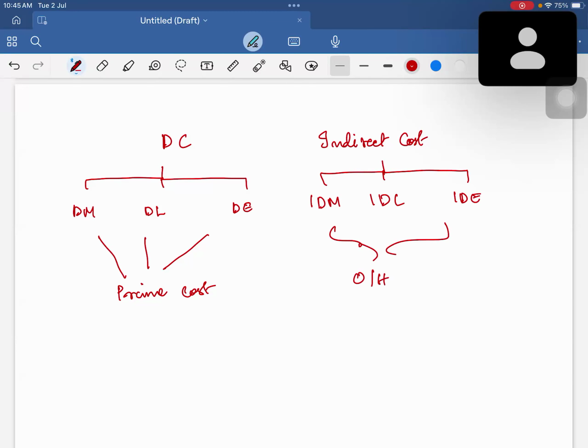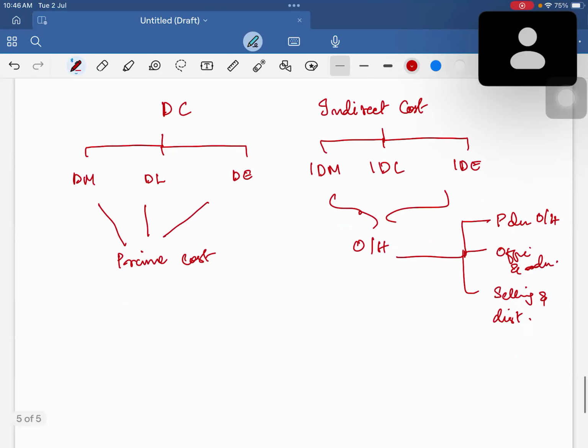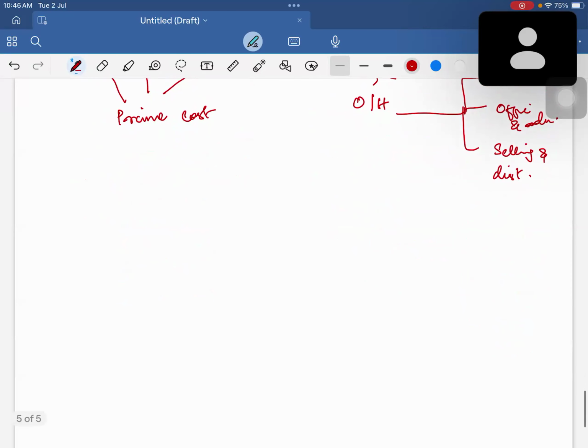Now, the other classification of overheads is where you divide overheads according to their functions. The first is the production overhead, where you get costs related to manufacturing that product. The second function is the office and administration that we have already studied. And the third function is selling and distribution cost.